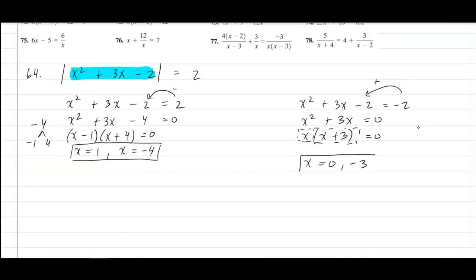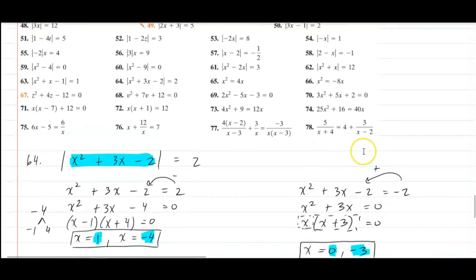So now take a look at the number of answers that we've got. We've actually got 4 answers that work for us. There are 4 numbers: 1, negative 4, 0, and negative 3, all of which you can plug into this equation, and I won't check my answer because that'll really elongate the lesson, and you'll find that you have the correct answer.